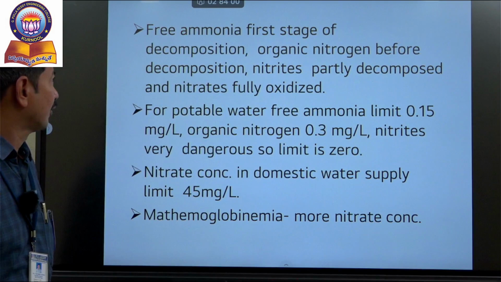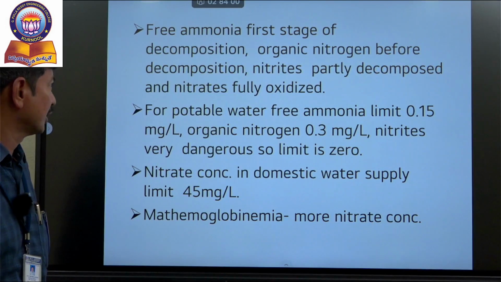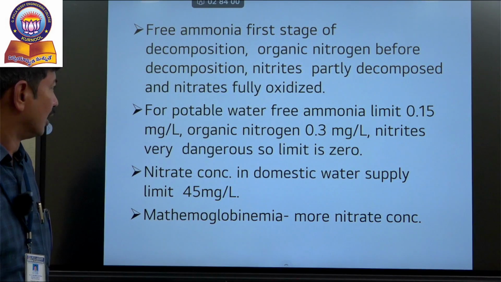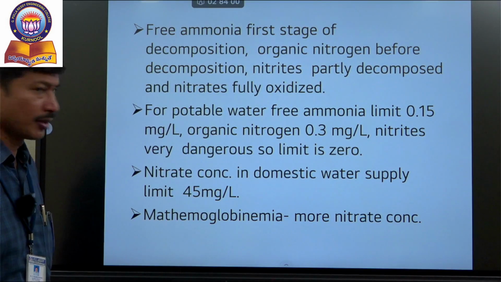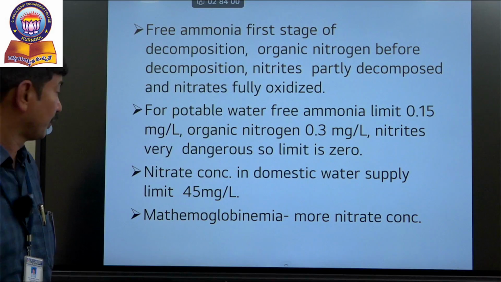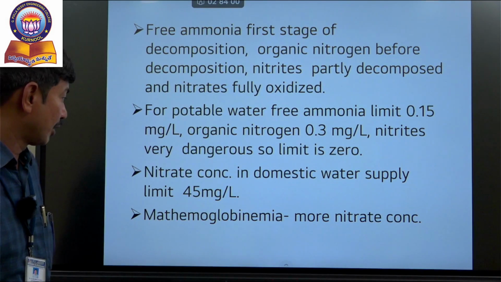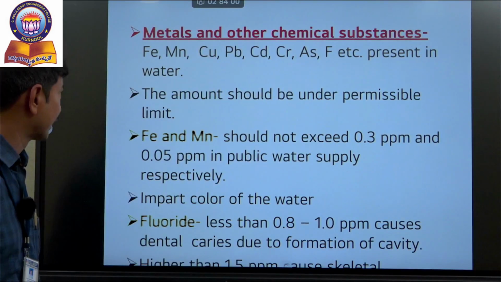Free ammonia is the first stage of decomposition. Organic nitrogen is before decomposition, nitrites are partially decomposed and nitrates are fully decomposed. Free ammonia limit is 0.15 mg per liter, organic nitrogen 0.3 mg per liter. Nitrites are very dangerous, so the limit is 0. Nitrate concentration in domestic water supply is limited to 45 mg per liter. Methemoglobinemia, the blue baby syndrome, occurs whenever more nitrate is present.